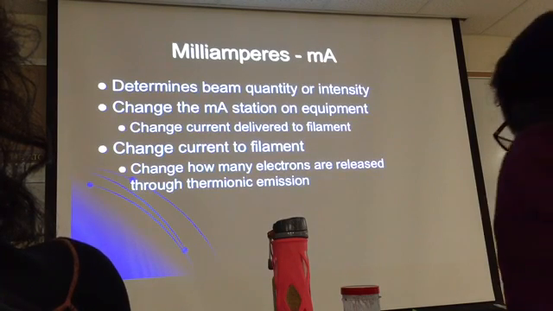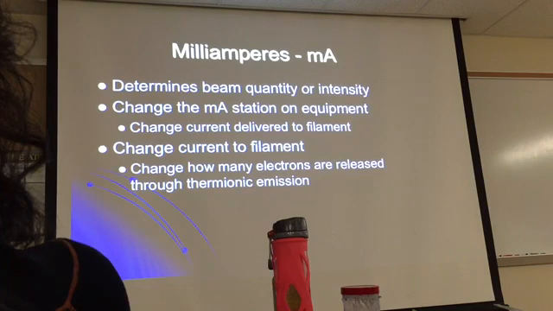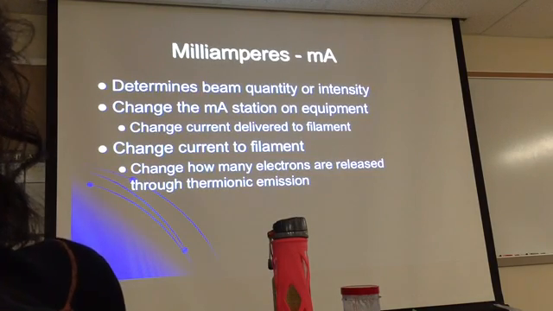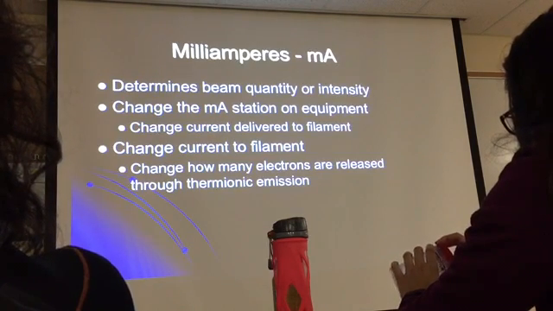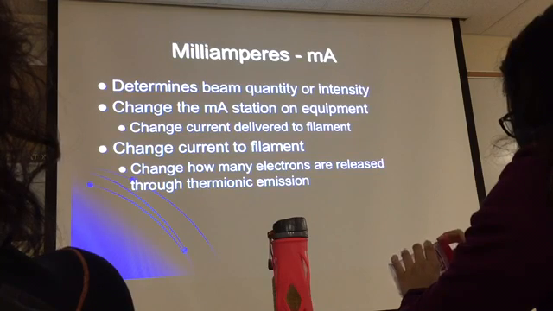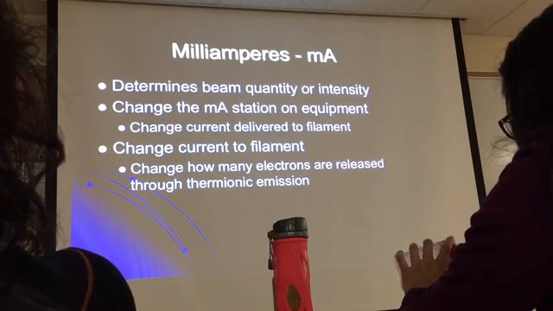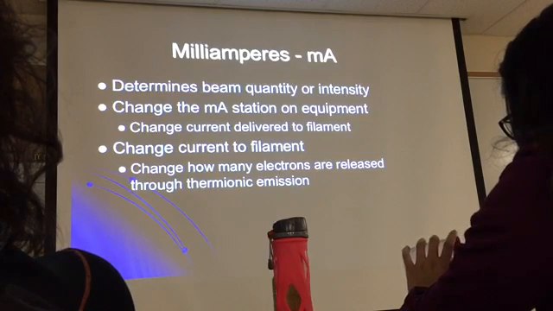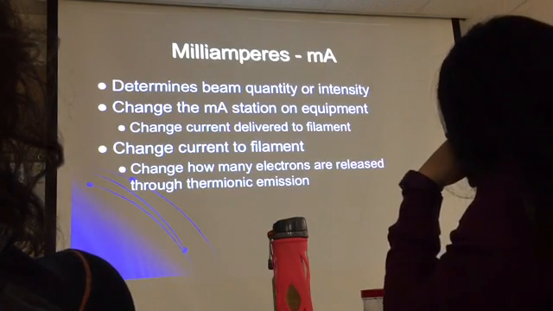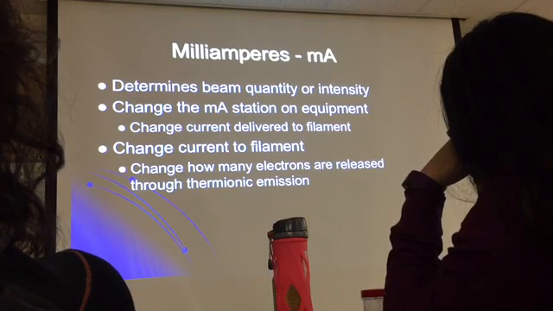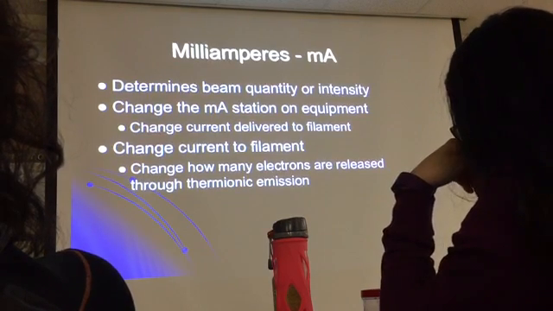Change current to the filament, which changes how many electrons are released through thermionic emission. You guys remember that? What is thermionic emission? Gary? Basically, you heat up the filament with current running through it, and that releases electrons. Good. So when you change your MA station, you're changing not only the current going through the filament, but also the current you'll have between the cathode and the anode.